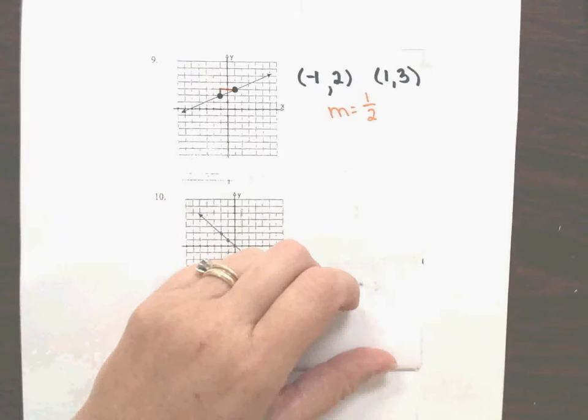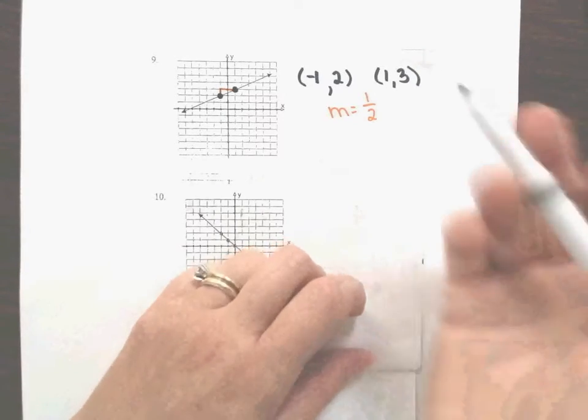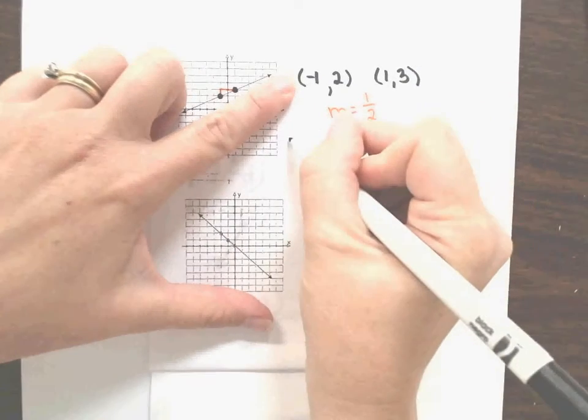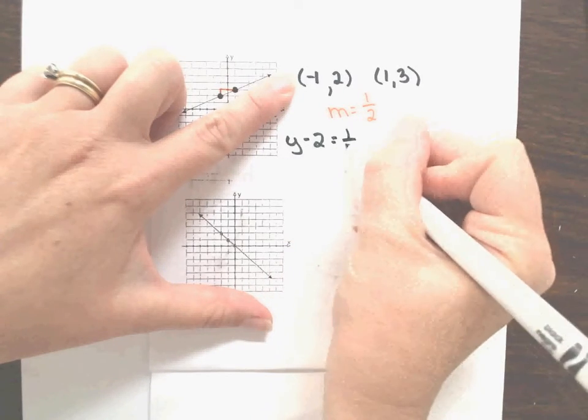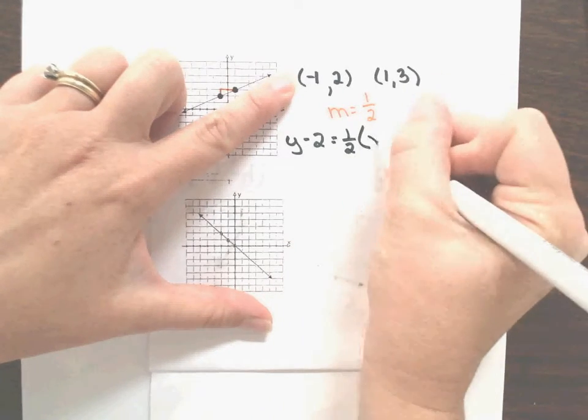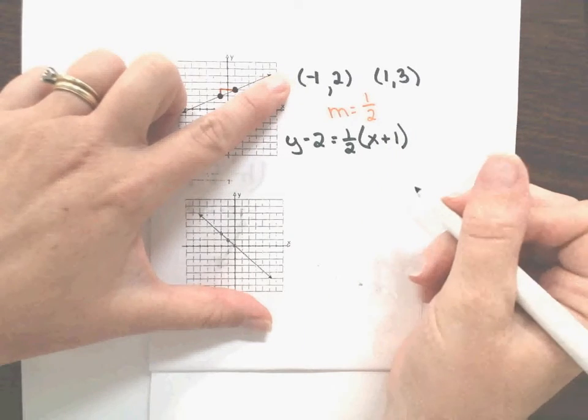Okay, now, if I have to write this in point slope, which point do I use? Do I use -1, 2, or do I use 1, 3? Which point do I use? Right, either one. It doesn't matter. Okay? And when you do these, you have to be able to write it with both points, because if it's a multiple choice question, you don't know which one I'm going to choose. So if I write it with the first point, it would be y minus 2 equals 1/2 x plus 1.